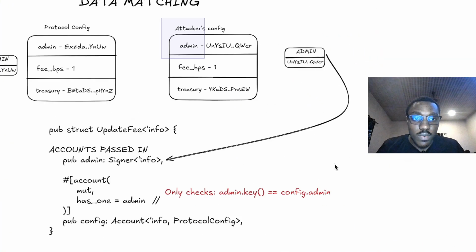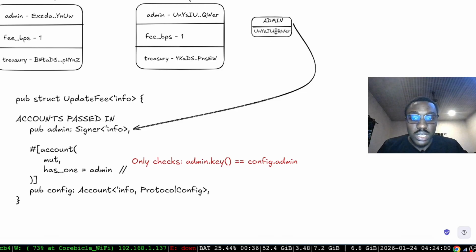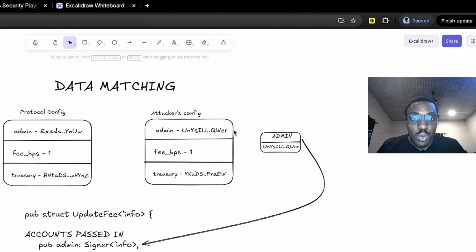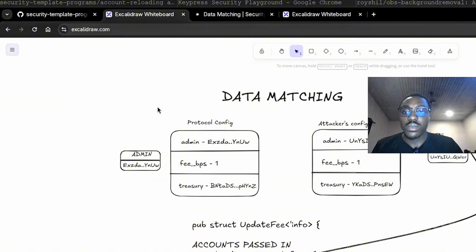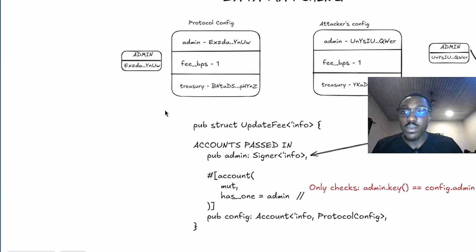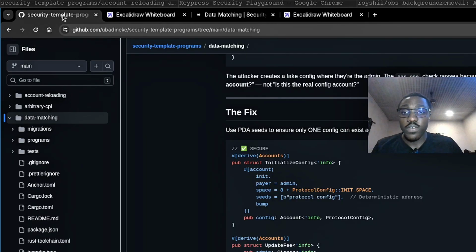Now this is the attacker's config, and if you apply the same rules here, it checks if the admin, which is this here, is equal to what is in the config, which is what the has_one constraint does, and it passes. So both the authorized admin and the attacker can access this instruction, making your program insecure and not safe for use. The better way to approach this is the use of PDAs.